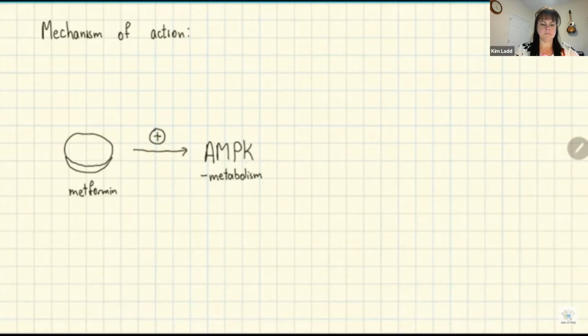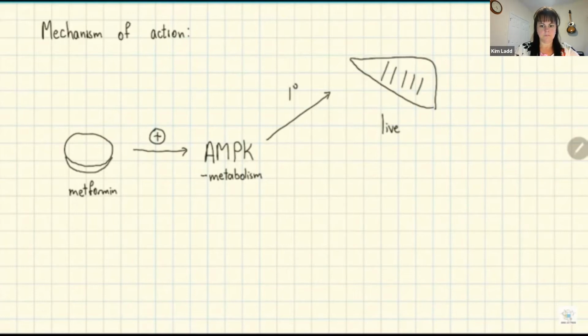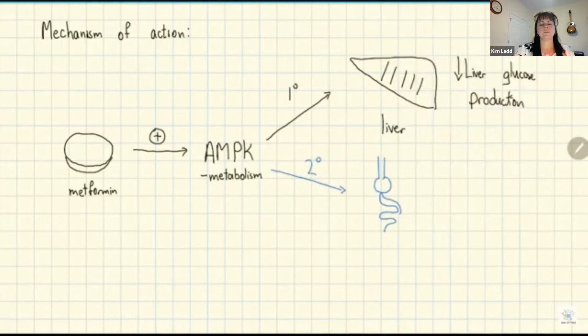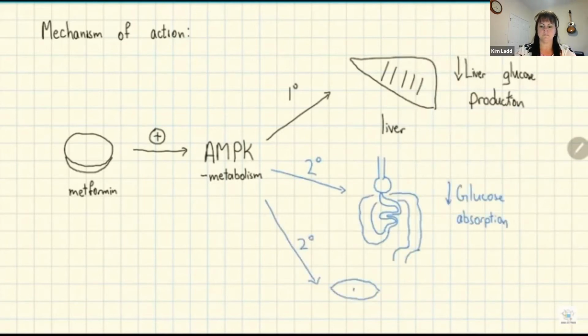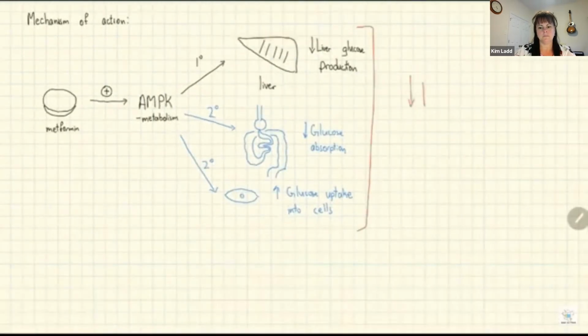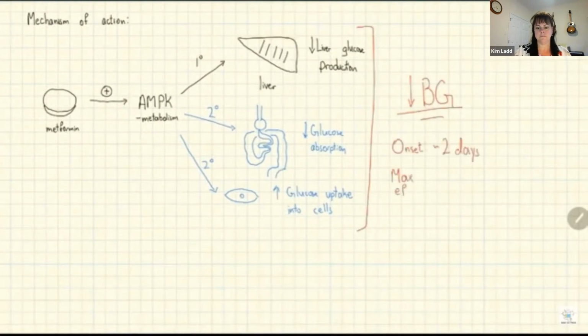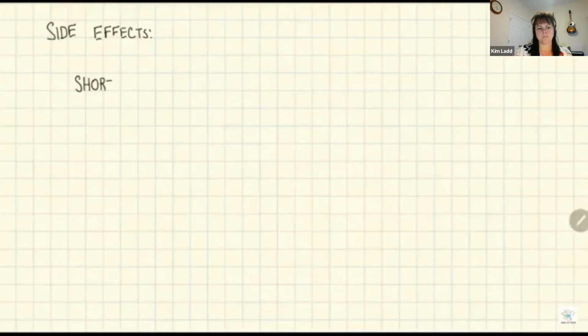The primary mechanism of action of metformin is on the liver. Activation of AMPK reduces the amount of glucose that is produced by the liver, resulting in lower blood glucose in the body. Secondarily, metformin also acts by decreasing glucose absorption in the intestinal tract and improving glucose uptake from the blood by the body. All these mechanisms of action act to reduce the amount of glucose in the blood. Metformin often takes at least 2 days to start having a blood glucose lowering effect, with maximum effect in 2 weeks. The most common side effects that are seen with metformin are related to the GI tract.